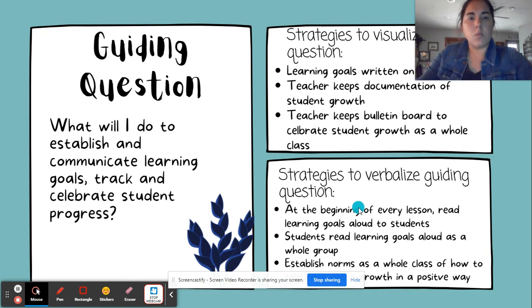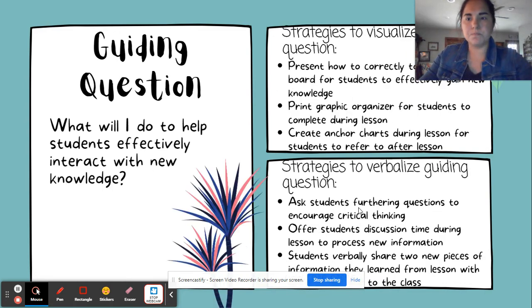And then we have what the classroom sounds like when implementing this question. Reading the goals, both the teacher and the students, and then the class as a whole establishes norms of how to celebrate student growth in a positive way.